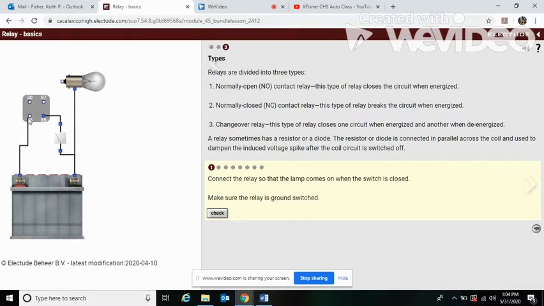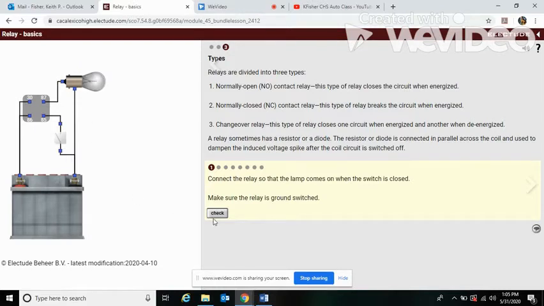Our positives up to 86 and 30. Remember there's the coil in here, that's switch. So this goes over to here for the main current to flow through. So if we operate that, close it, the light turns on.